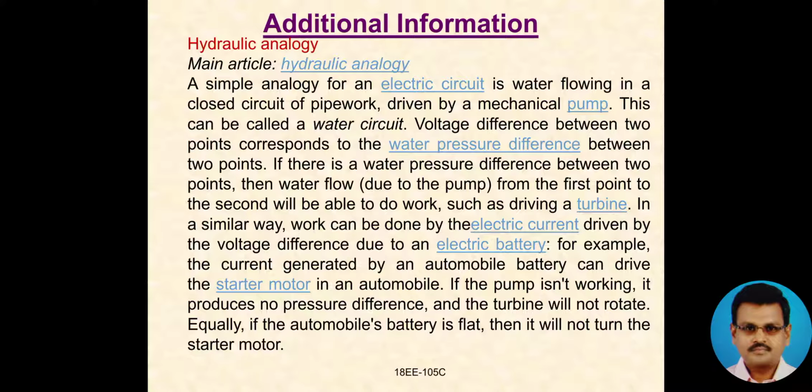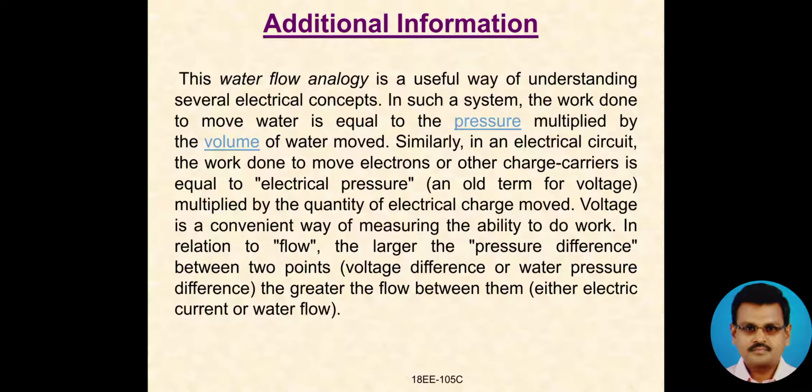If the pump does not produce any pressure, then there is no movement in the turbine. Similarly, if there is a potential difference between the 2 points, then only the electrons start flowing from one point to another point, so it constitutes the current. Otherwise, there is no current, there is no flow of electrons. This water flow analogy is a useful way of understanding several electrical concepts.